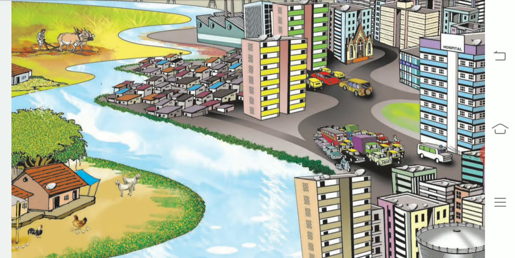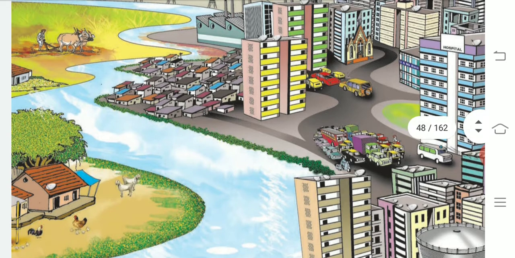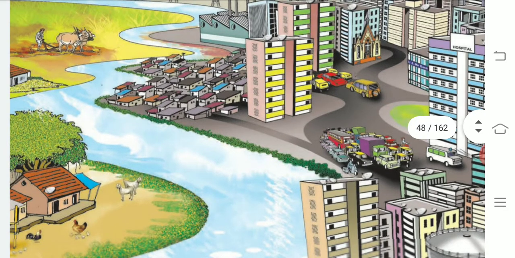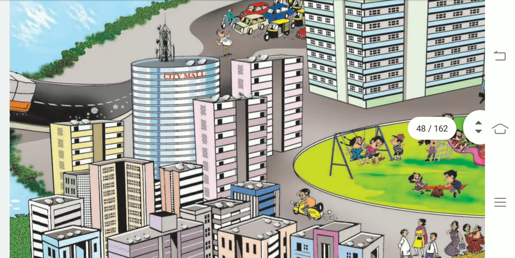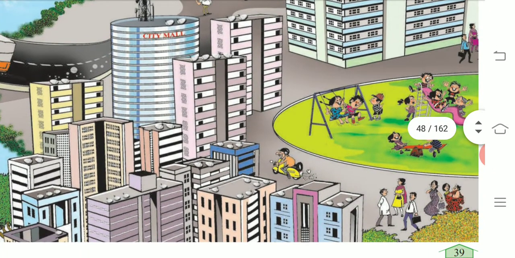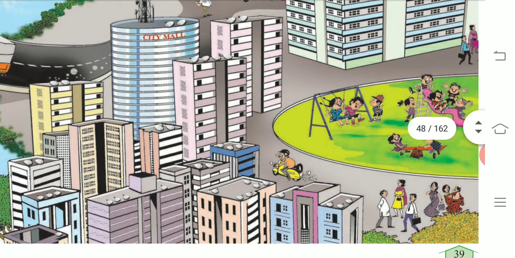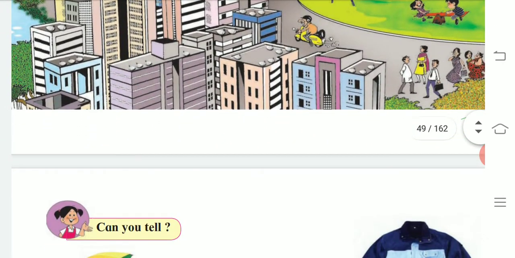Now this picture shows city life. The previous picture was village life. You can see slums, tall buildings, traffic, people walking on the road wearing western dresses. Children are playing in the park.